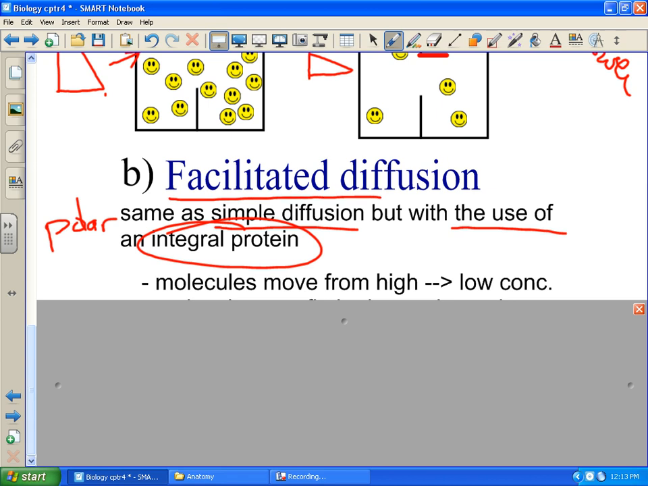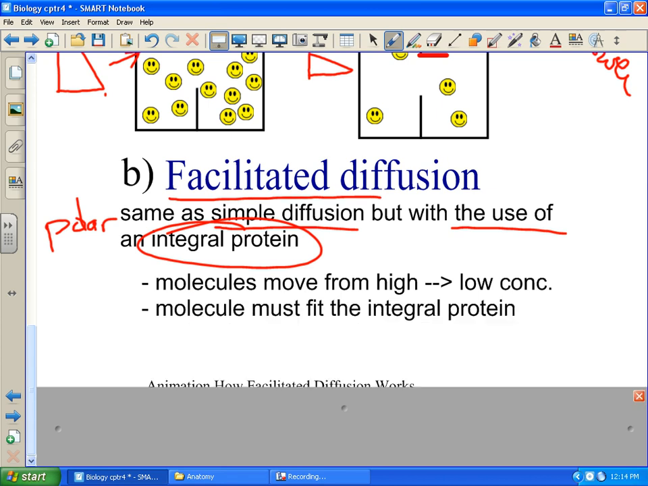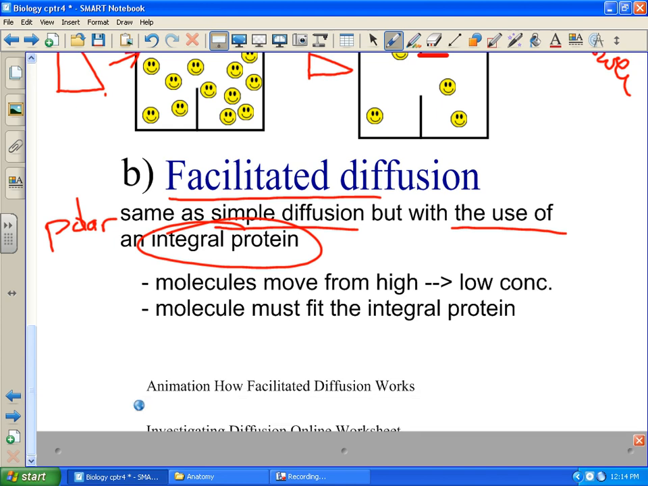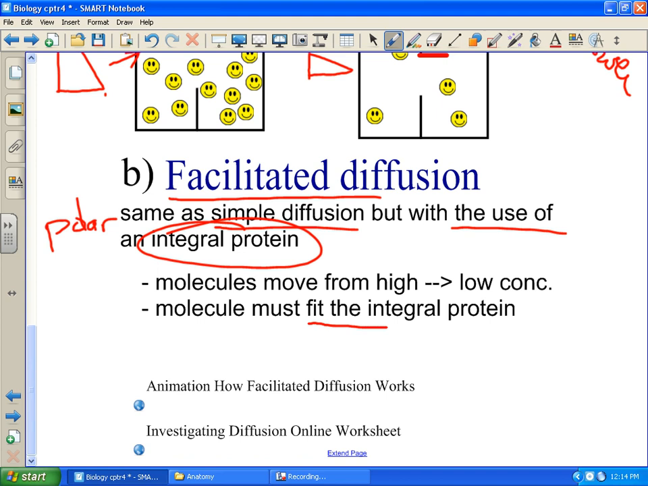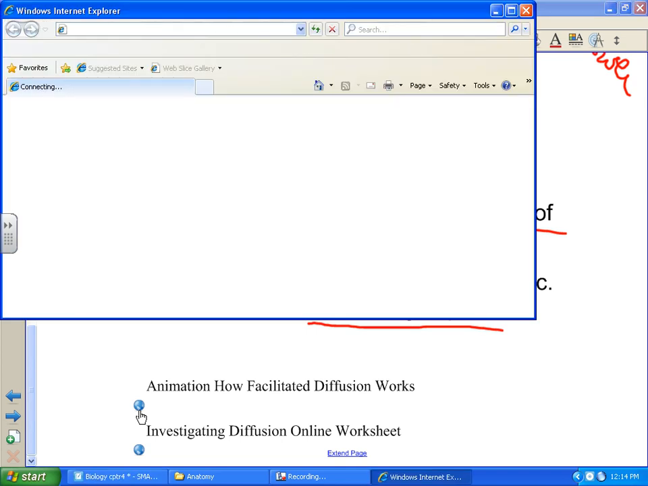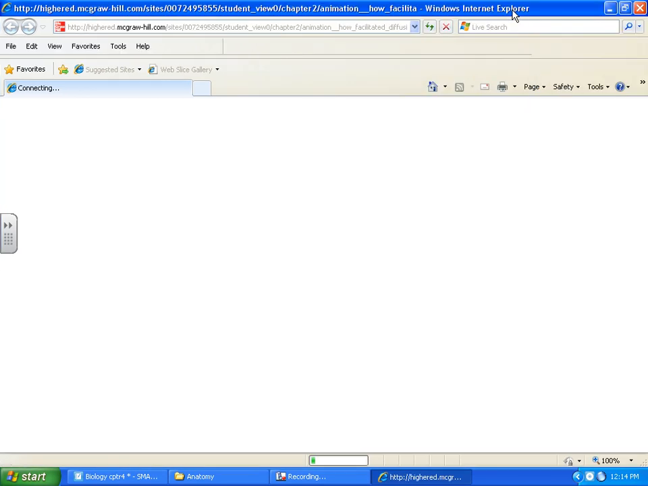That's called facilitated diffusion. Now the trick with this is they have to fit the protein. It's almost like a lock that has a key. I can't just put any old key into that lock. It has to be a perfect fit. So, if I've got a membrane like this, let me see if I can bring up this animation real quick. Sorry, I didn't have that ready to go.